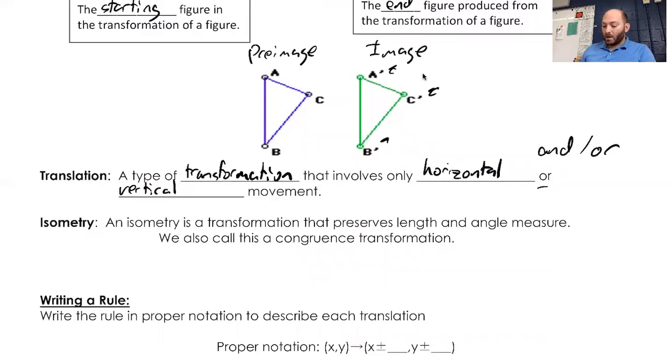Okay? Here's the isometry again, and isometry is a transformation that preserves length and angle measure. We also call this a congruence transformation. Again, it's congruent. So one of the big things with translations is once I translate that image, it is congruent to the original. So we have maintained that size and shape throughout the whole process.